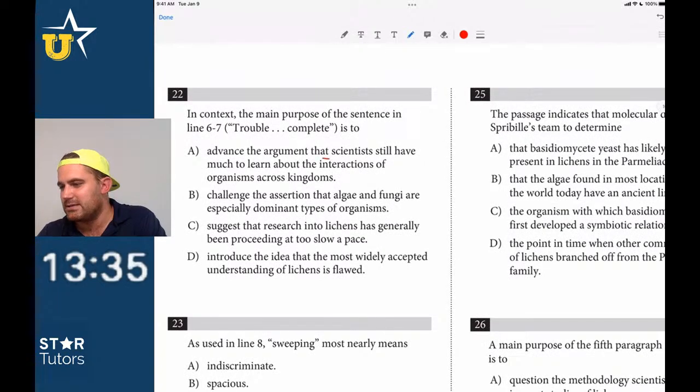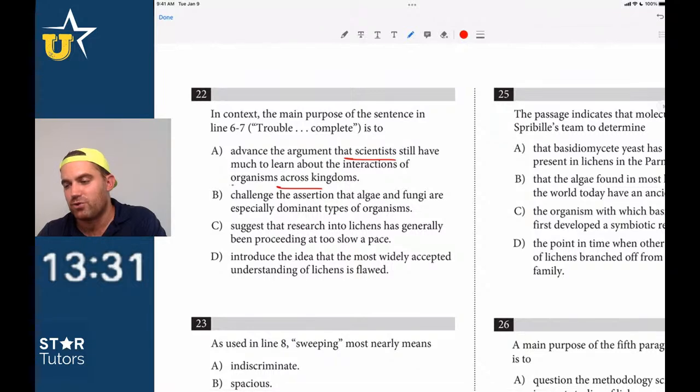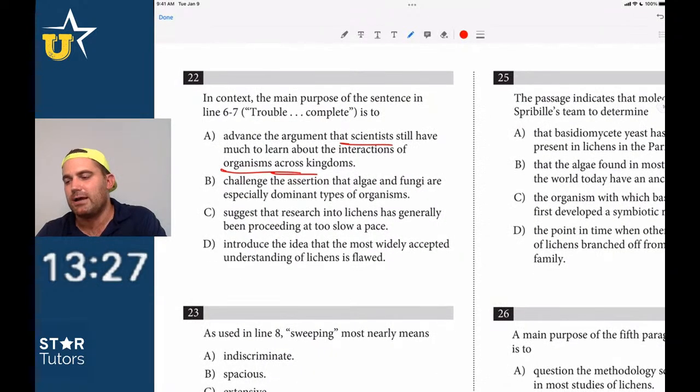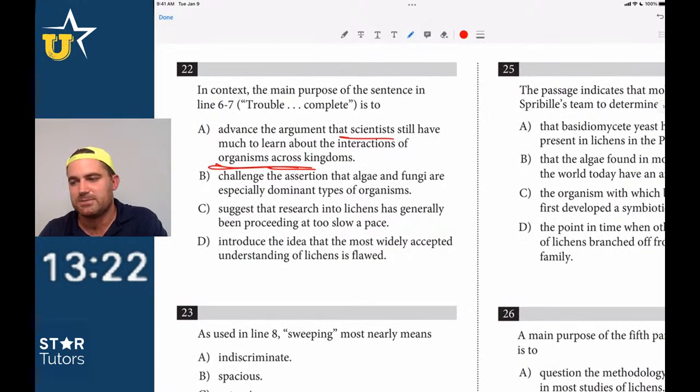So advance the argument that scientists still have much to learn about the interactions of organisms across kingdoms. Maybe, but just for the record, I'm not going to eliminate that. You always want to try to eliminate two answers. I don't like this organisms across kingdoms because it's very specific. They're talking about something very specific with the lichens, I think. Challenge the assertion that algae and fungi are especially dominant. No, definitely not. Suggest that research has generally been proceeding at too slow a pace. I don't think so. Well, that one kind of makes sense in some ways. I don't think that's the one we want to go with, and here's why.